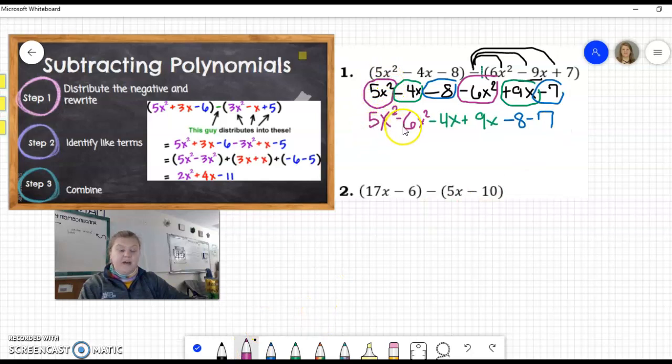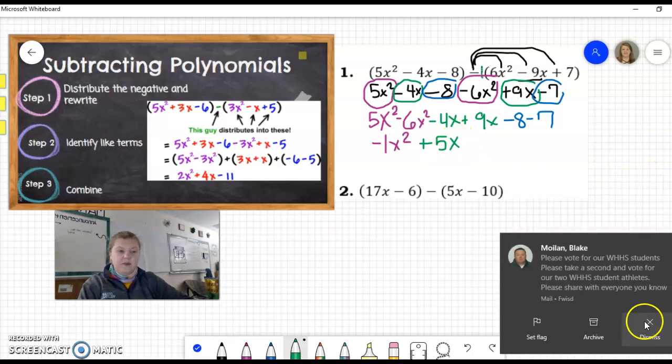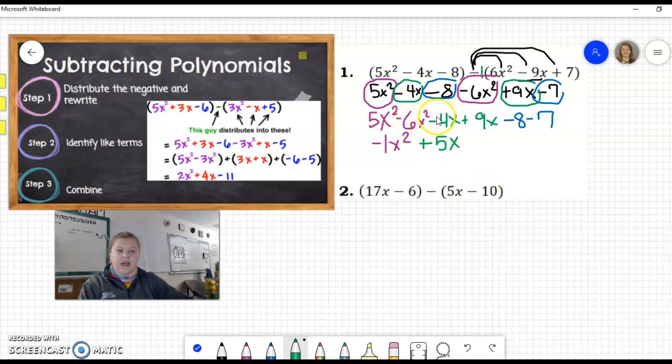So 5 minus 6 gives me a -1, and then I just keep the x squared. Okay, a -4 plus 9 gives me a positive 5x. And remember, if you guys are struggling with your integers, you can put them in the calculator, just don't put the x's, right? So if I'm typing this in, I would type in -4 plus 9. And then my last one is going to be -8 minus 7. That gets me a -15. Okay, so once I've combined all my like terms, that's it. That's all I have. So that is my final answer.